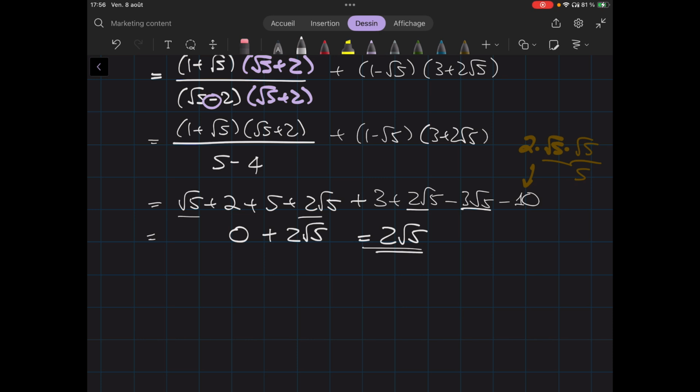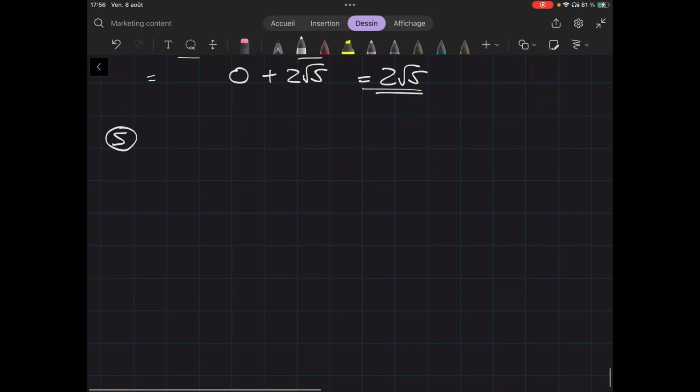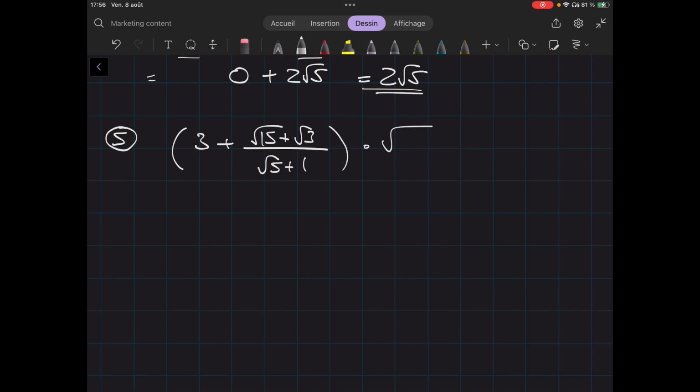Question 5. This is the hardest question in the standard. For the first term, you can choose to rationalize the denominator. However, there is an alternative. In this case, let's see what happens if we factor the root 3 out of the brackets.